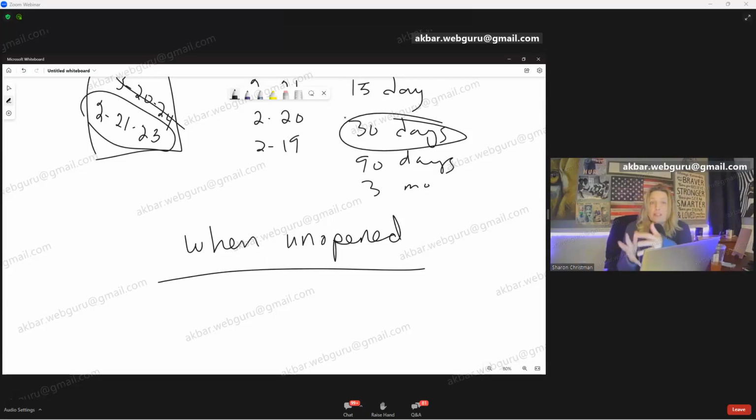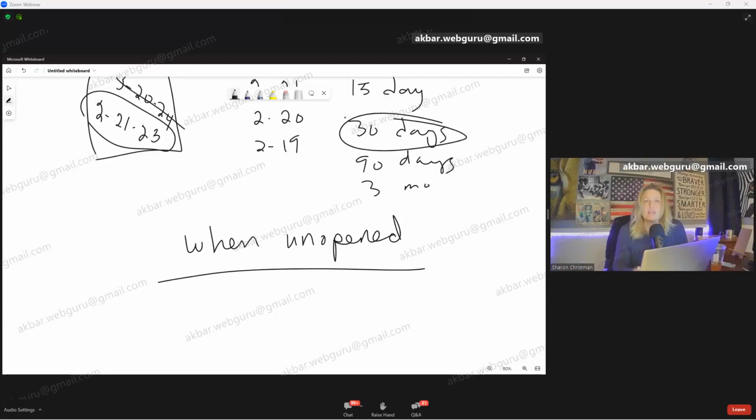But if it's opened and it's only got to be good for 30 days, now you can keep it at your bedside table. But if it's not opened, it has to be in the fridge. Now listen, it is never wrong to refrigerate insulin. Never.